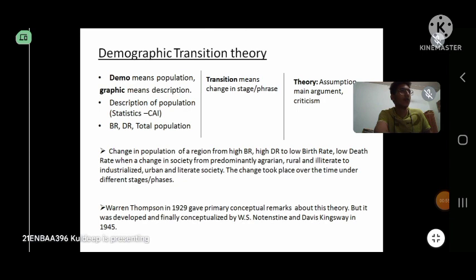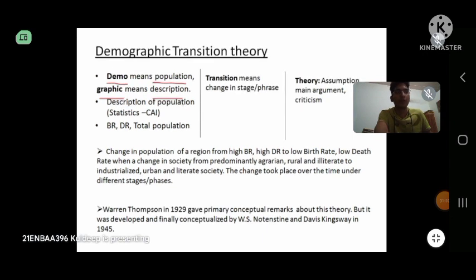You see, demographic is made up of two words. First is demo, which means population, and the other is graphic, which means description. So demographic means the description of population. Now, what kind of description of population? For example, so far what we have been studying is the description of population. Then how is it different from those descriptions? In this we are going to include statistics.